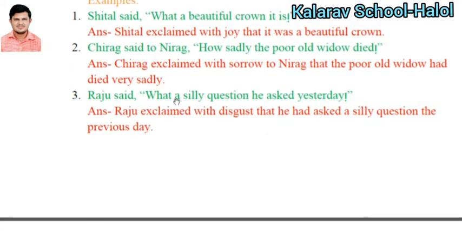Next sentence: Raju said, "What a silly question he asked yesterday." Then Raju exclaimed with disgust. Why? Because he became irritated, he became angry. So the word disgust is used for things which you don't like. Raju exclaimed with disgust that he had asked a silly question. What will yesterday become? Yesterday turns into the previous day. Okay, I gave the table in the last video, and the PDF. So I know that you all will write that and understand that. So "he asked" is there, so the simple past tense transforms into the past perfect tense.